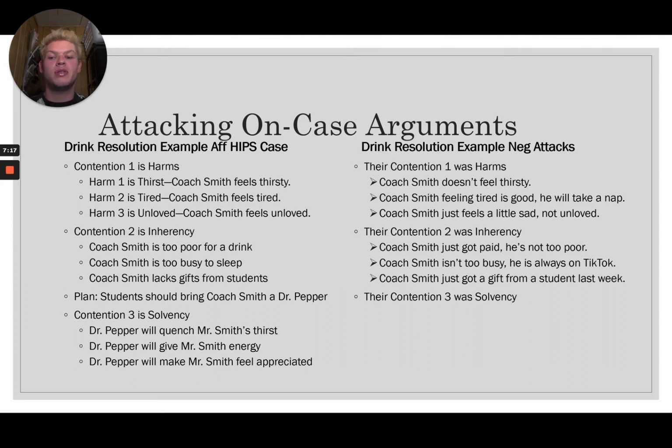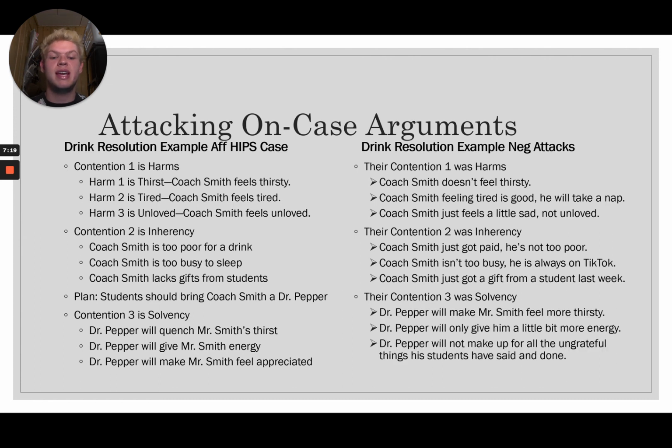And then you could answer their third contention about solvency by saying Dr. Pepper will actually make Smith more thirsty, not less thirsty, that Dr. Pepper will only give him a little bit more energy so it won't really solve the problem of him being tired, and that Dr. Pepper won't make up for all the ungrateful things his students have said and done.